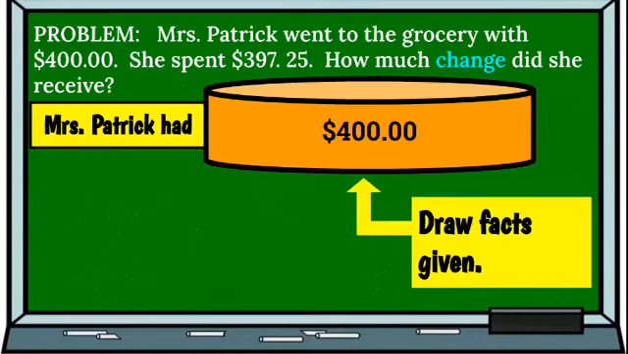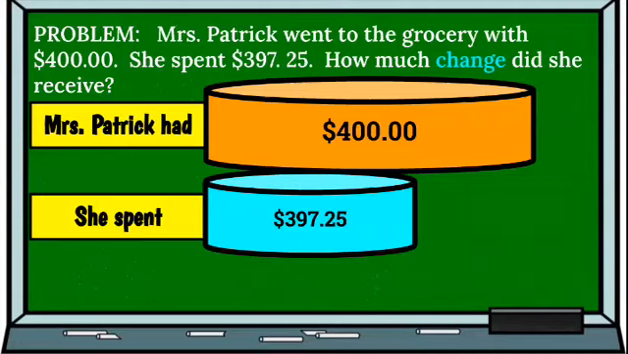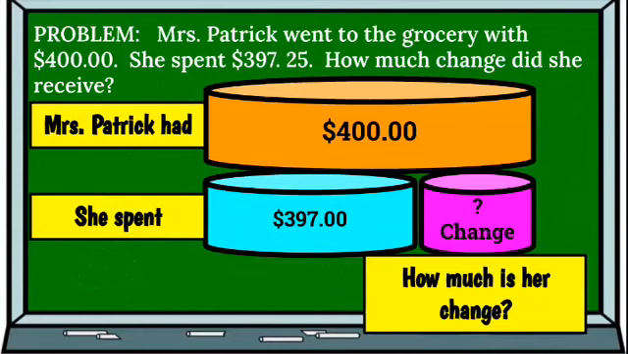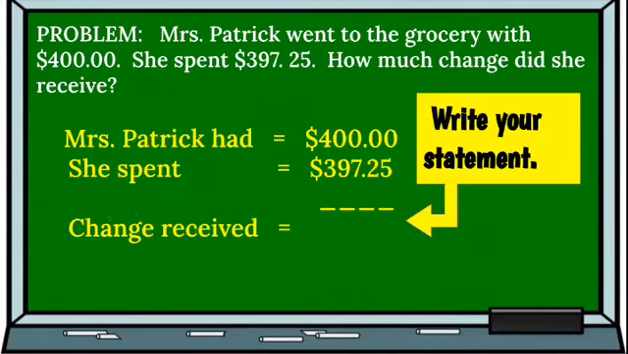Now we're going to draw our facts. So here we have Mrs. Patrick, how much she started with. She had $400. She spent $397.25 from that $400 she started with. So we want to find out how much is her change. So we have drawn the information. Now we're going to write the statement.